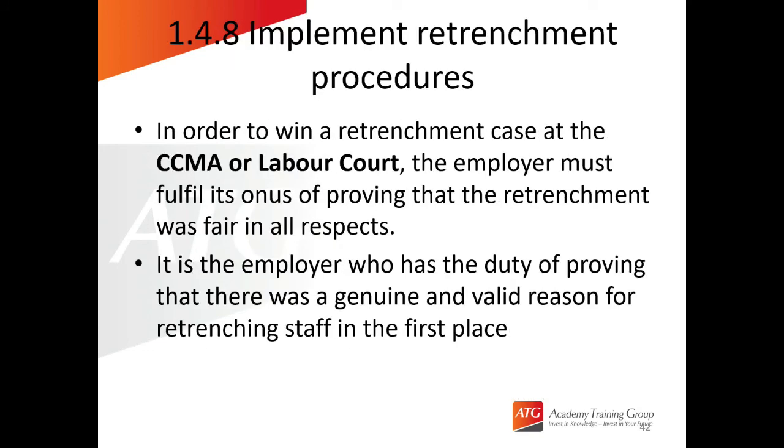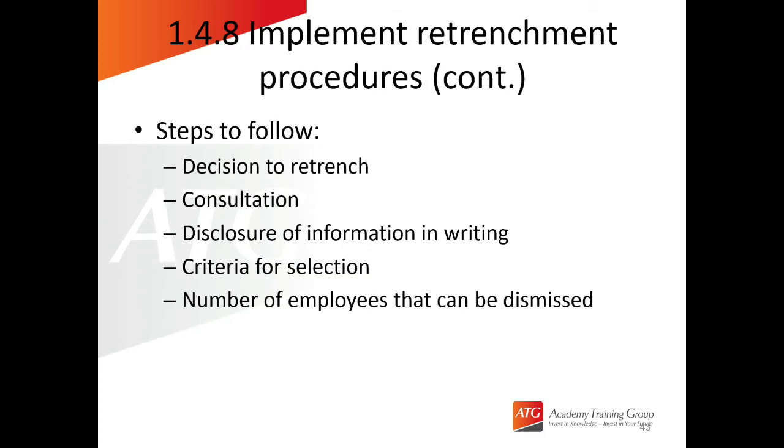Implementing retrenchment procedures. In order to win a retrenchment case at the CCMA or Labour Court, the employer must fulfill its onus of proving that the retrenchment was fair in all respects. It is the employer who has the duty of proving that there was a genuine and valid reason for retrenching staff in the first place. Steps to follow would be, firstly, to decide to go ahead and retrench, go through a consultation process, then disclosure of information in writing, criteria for selection, and then the number of employees that would be dismissed.